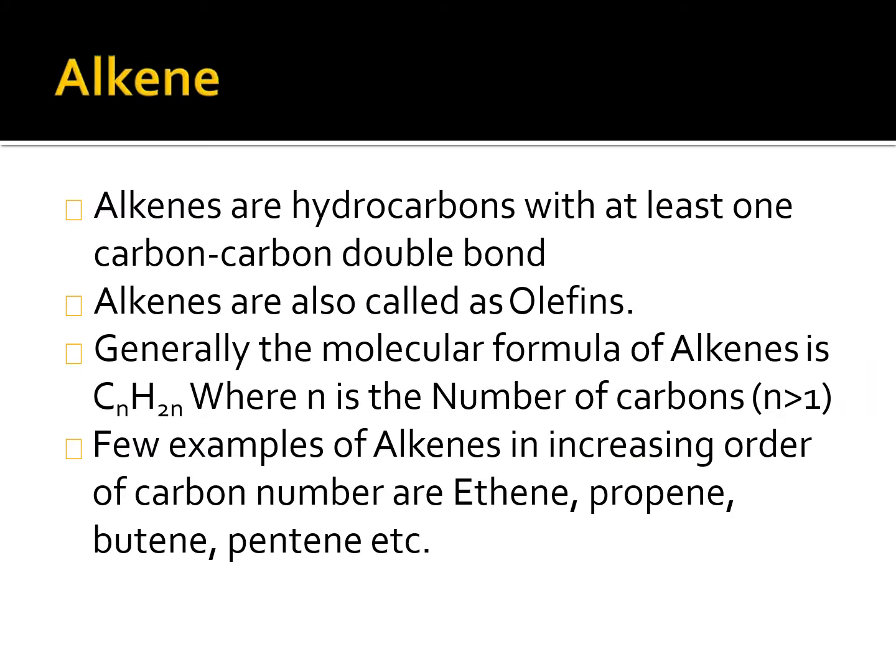Alkenes are hydrocarbons with at least one carbon-carbon double bond. Alkenes are also called olefins. Generally, the molecule formula of alkenes is CnH2n, where n is the number of carbons. A few examples of alkenes in increasing order of carbon number are ethene, propene, butene, pentene, and etc.